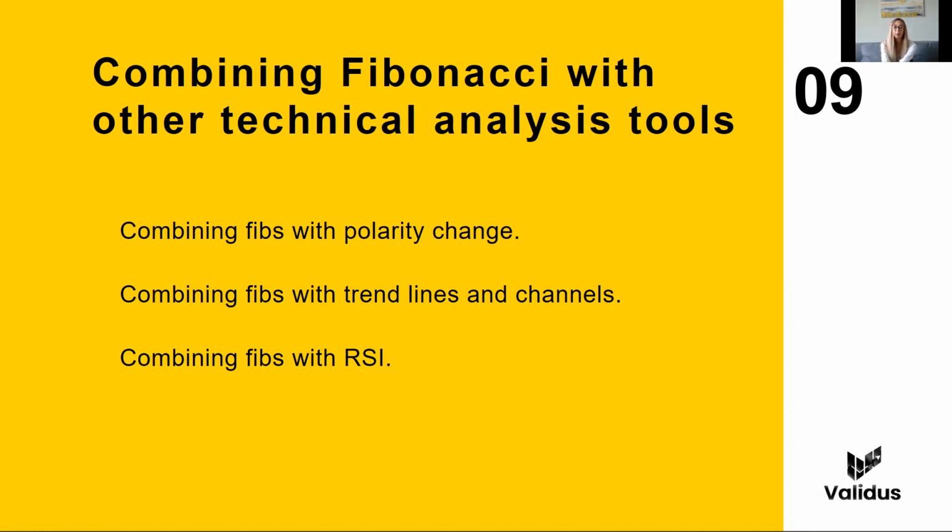Many traders have problems choosing their stop loss levels, and Fibs are especially useful in situations like this, as you can simply put your stop loss a couple of pips below the 61.8% retracement. You can combine Fibs with trend lines and channels as well.